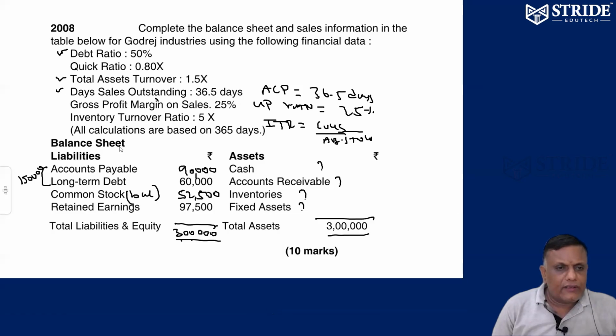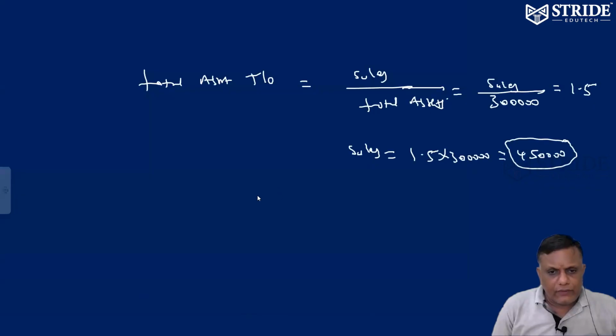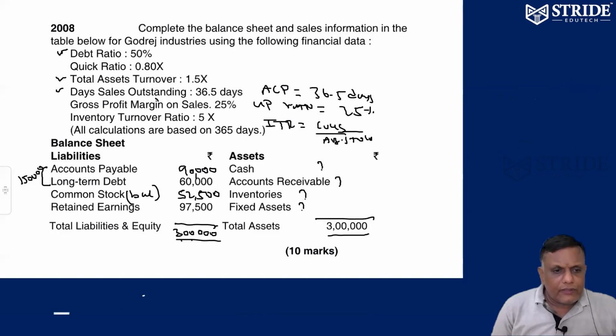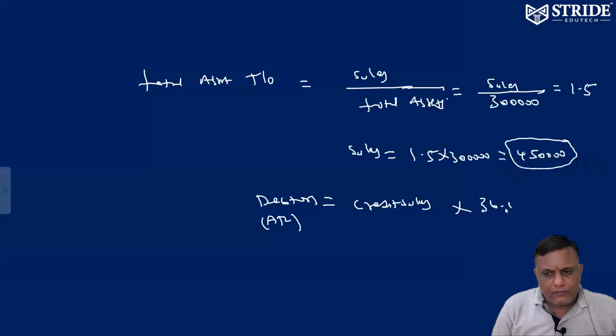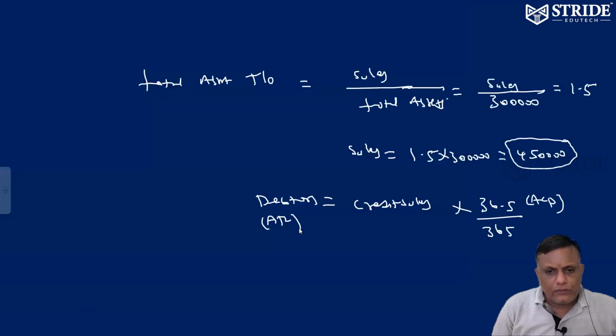Days sales outstanding is 36.5 days. The sales is equal to credit sales. So debtor or accounts receivable is equal to credit sales into average collection period, 36.5 days, by 365. That's it. So 36.5 days by 365 is equal to debtor.